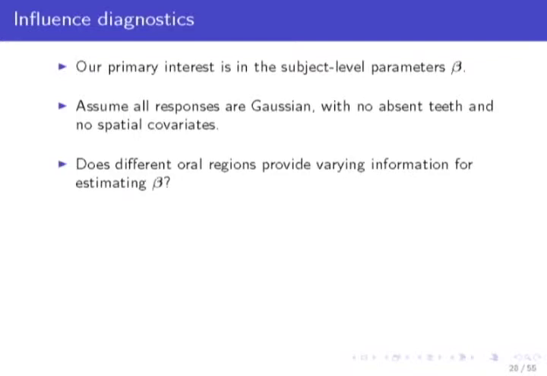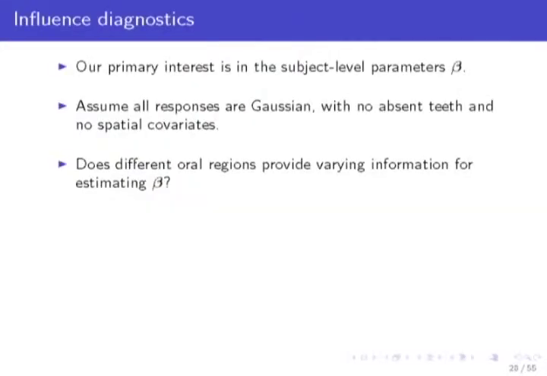Now I would like to focus on our primary interest, the subject level parameters beta, like the fixed effects. I would like to know which part of the mouth or which part of the oral region, which sites, are providing what type of information for the estimation of beta. How are the molars doing, how are the premolars doing, back of the mouth, front part of the mouth? They would not be providing similar information for the estimation of beta. So I assume that all the responses are Gaussian, so you can think of pocket depth or attachment loss, with no absent teeth and no spatial covariates.